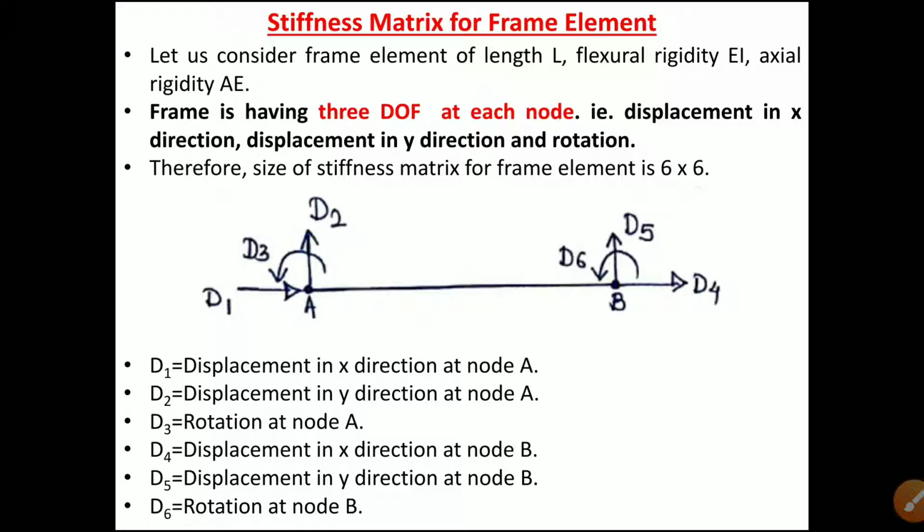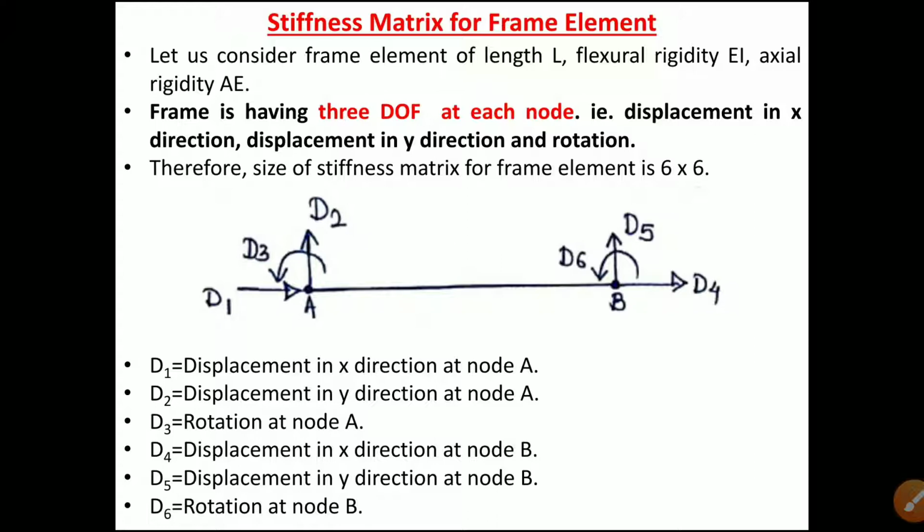Remember, the frame has 3 degrees of freedom at each node, and those 3 degrees of freedom are displacement in x direction, displacement in y direction and rotation. Accordingly, here we have considered the member of length L having two nodes, node A and node B. So at each node, 3 degrees of freedom. Node A has 3 degrees of freedom, shown here in the figure below: D1, displacement in x direction, D2, displacement in y direction, and D3, rotation at node A. These three are the degrees of freedom at node A.